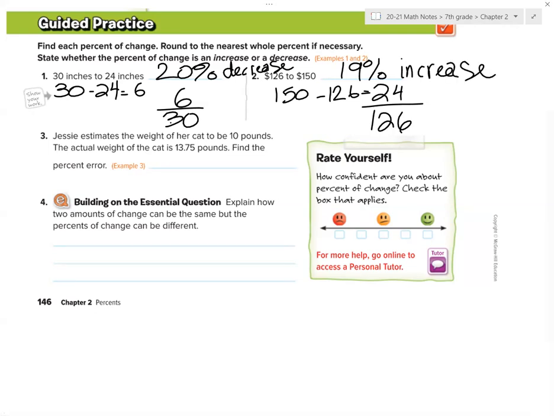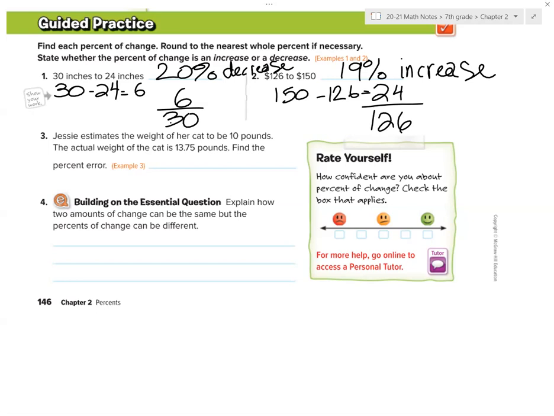If in number one you got a negative number because you did 24 minus 30, you would have a negative 6. If it's a negative percentage, you just say a positive percentage and say decrease, and that takes care of the negative.